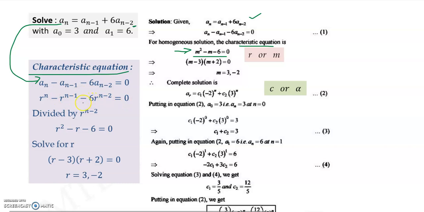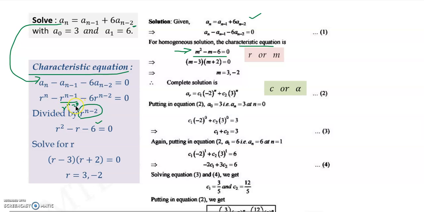Then you divide this entire equation by r power n minus 2. Here r power n minus 2 will be cancelled, so you will get 6. If you divide here by r power n minus 2, what will happen?